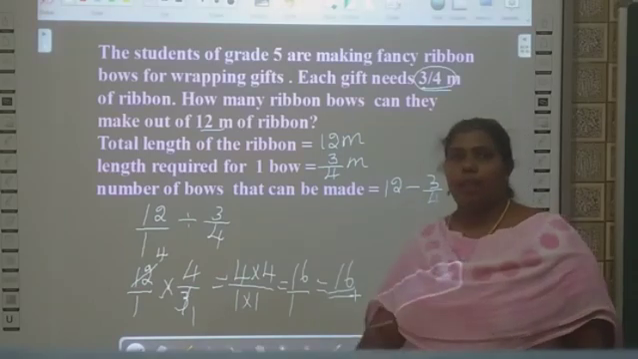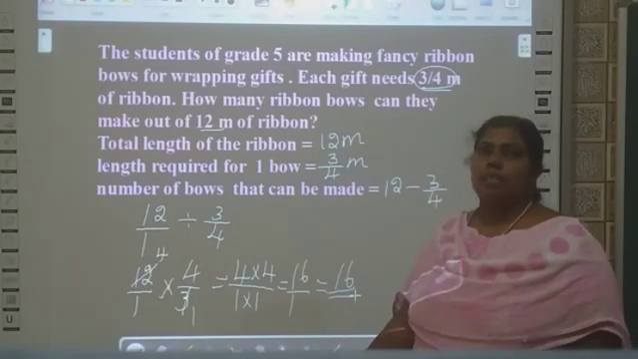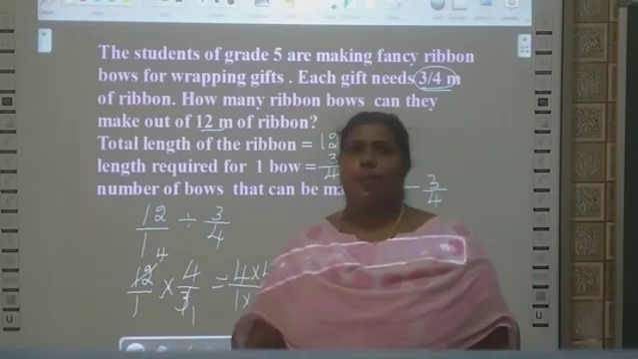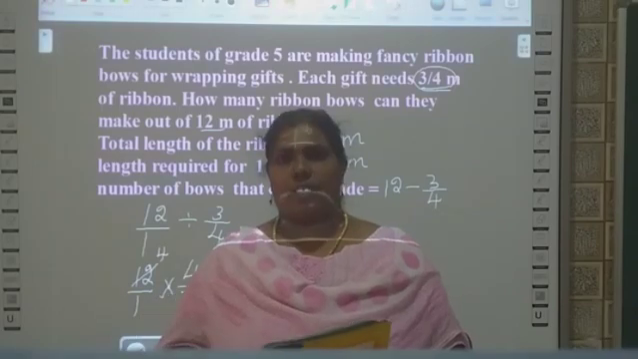How many bows can they make? 16 bows. Number of bows is how much? 16. How do you understand? I hope you understand the concept of division of fractions, right?